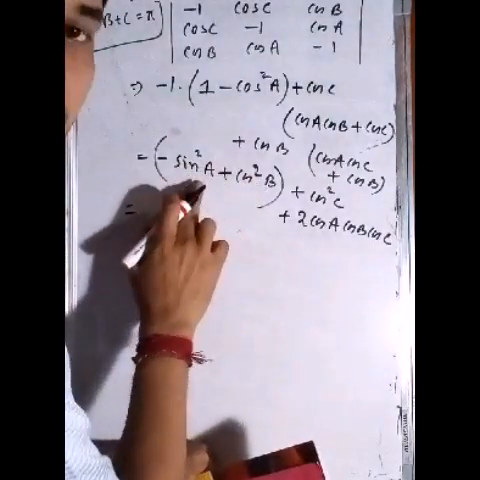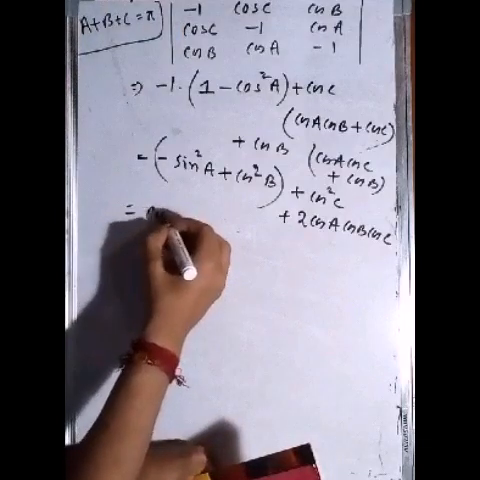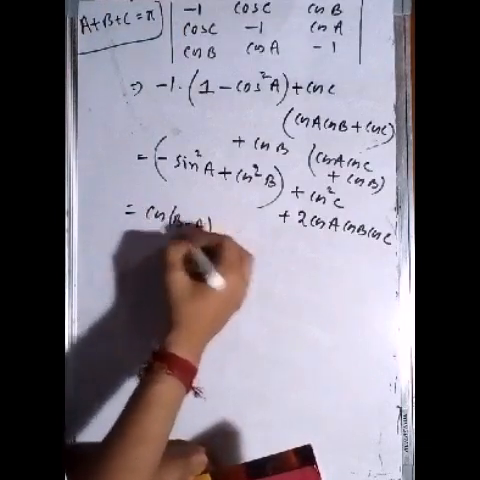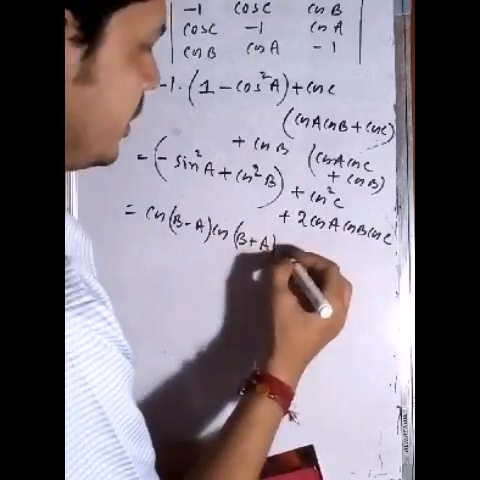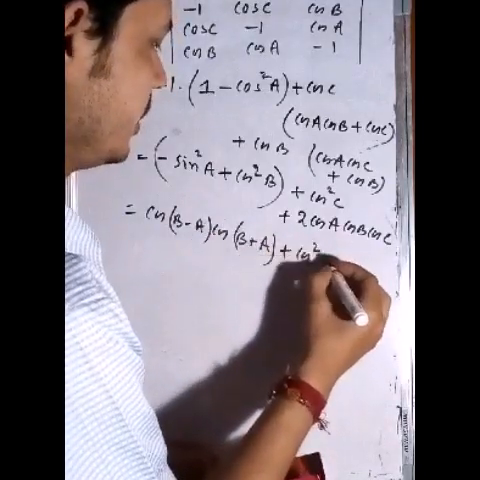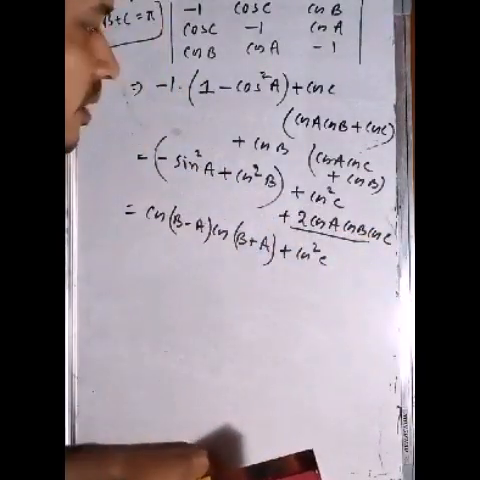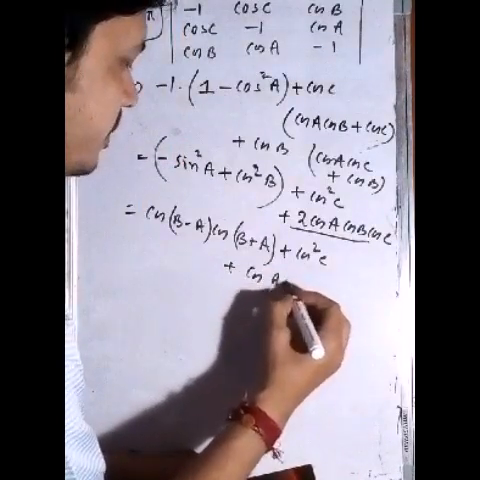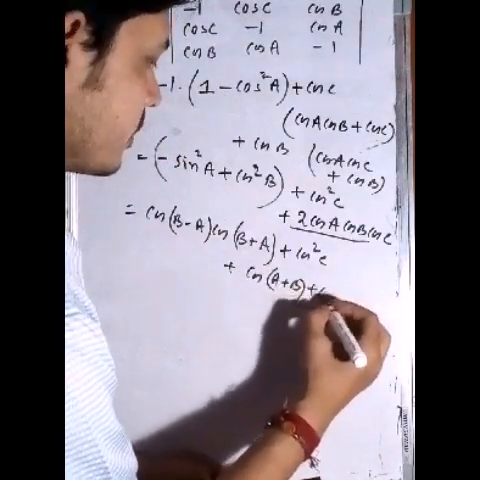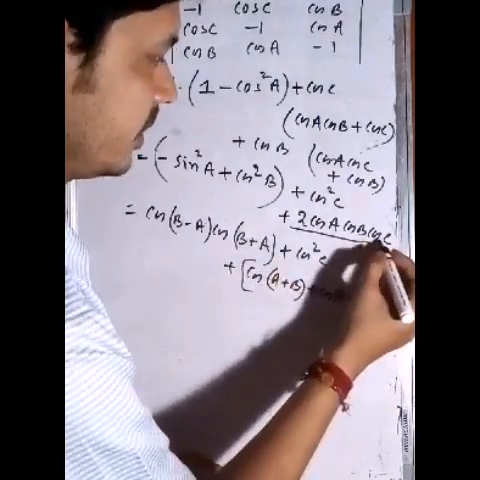So we get plus 2 cos A cos B cos C. Now cos square B minus sin square A, there is a formula in trigonometry: cos of (B minus A) into cos of (B plus A). Clear? Now plus cos square C, no change. Now 2 cos A cos B, I am underlining 2 cos A cos B. We have a formula in trigonometry: cos of (A plus B) plus cos of (A minus B), the whole multiplied by the left-over cos C.